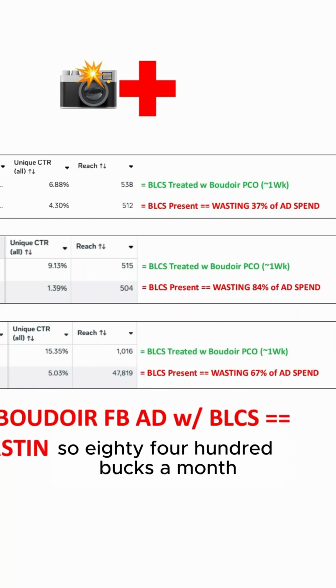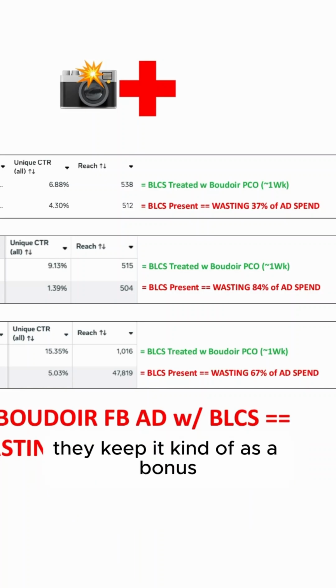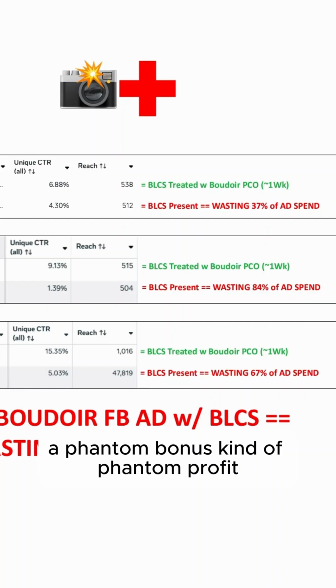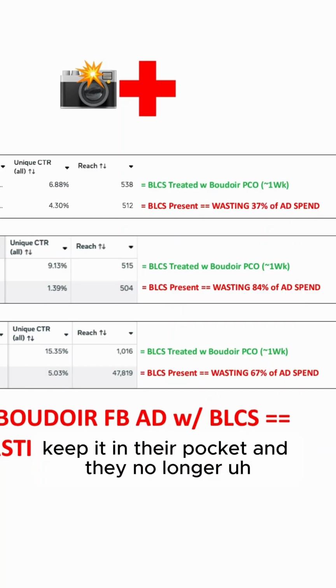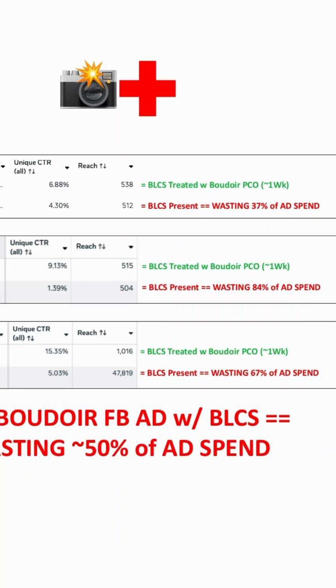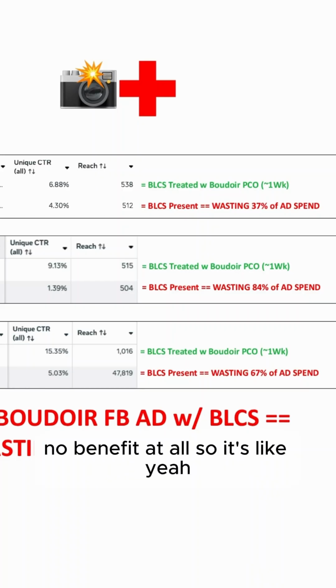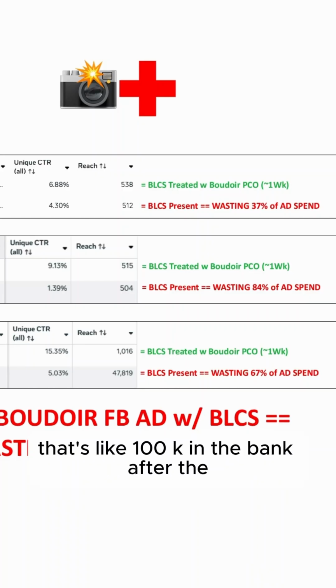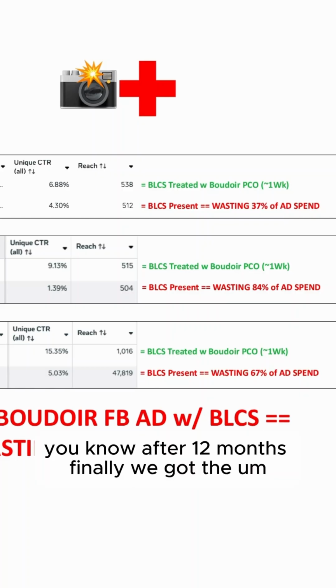So $8,400 a month, they literally no longer have to spend. They keep it kind of as a bonus, a phantom bonus, kind of phantom profit. Keep it in their pocket, and they no longer hand it over to the Zuck for no benefit at all. So it's like 8,400 a month. That's like 100K in the bank after 12 months.